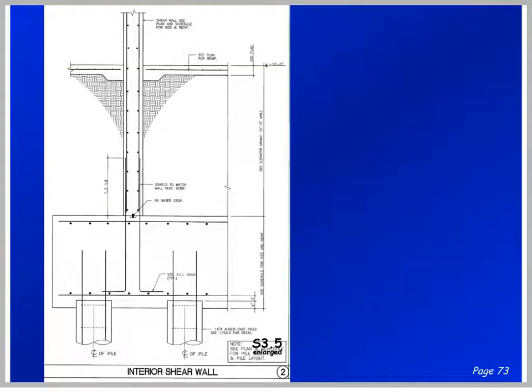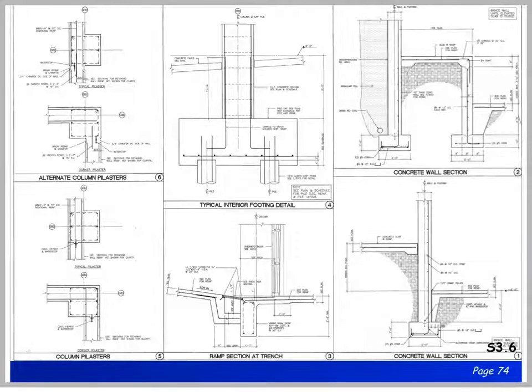Note here the auger cast piles, pile caps, and shear walls are all specified in the schedules, and the sections are showing how it all goes together. It is not uncommon to show plan details as shown here for the column pilasters. Let's zoom in and take a closer look at this concrete wall section.